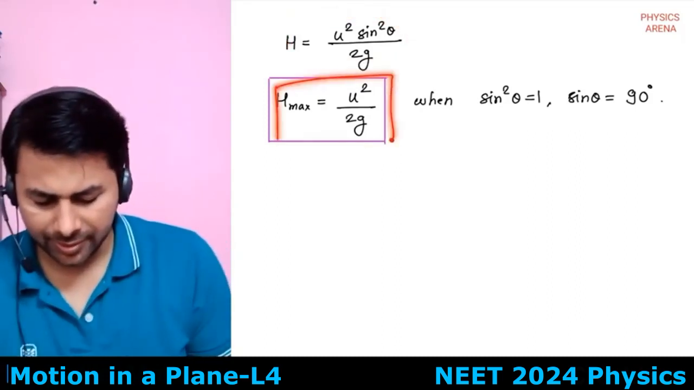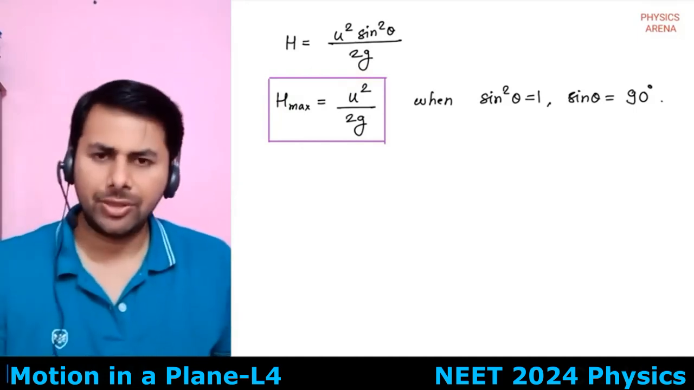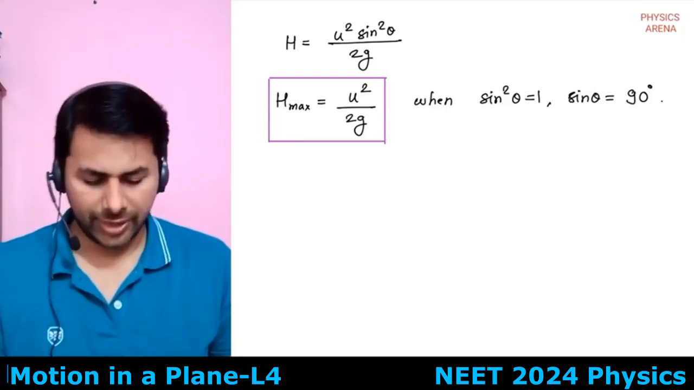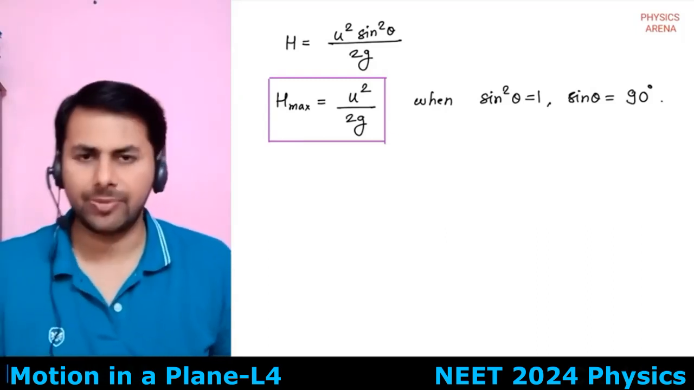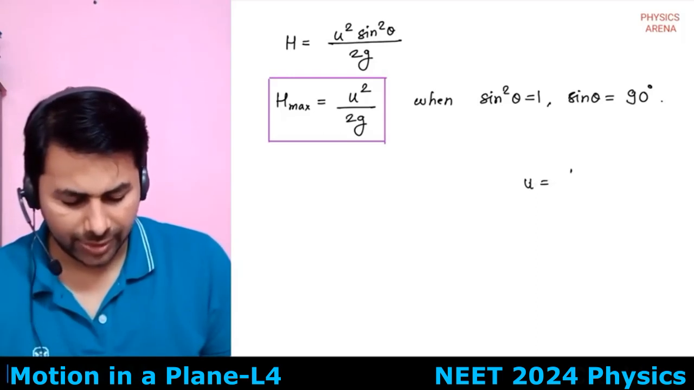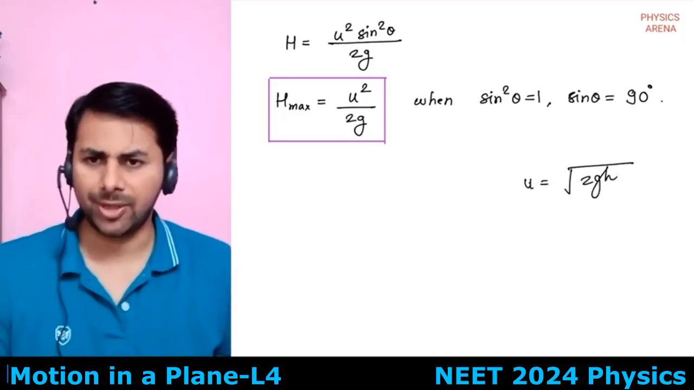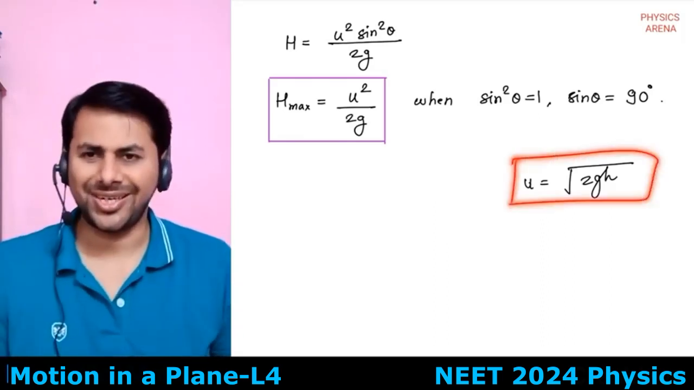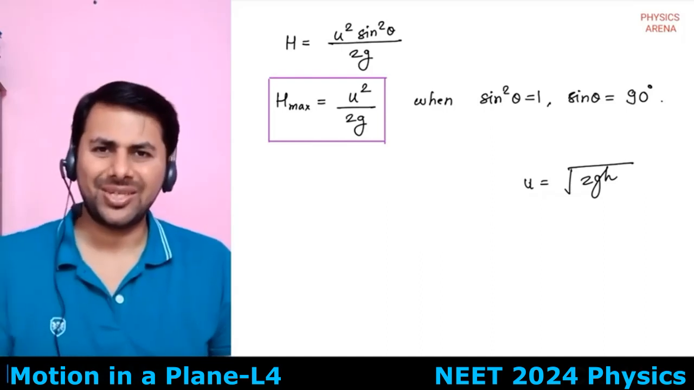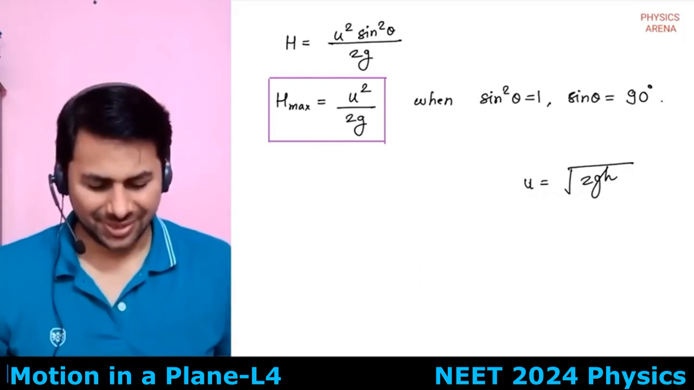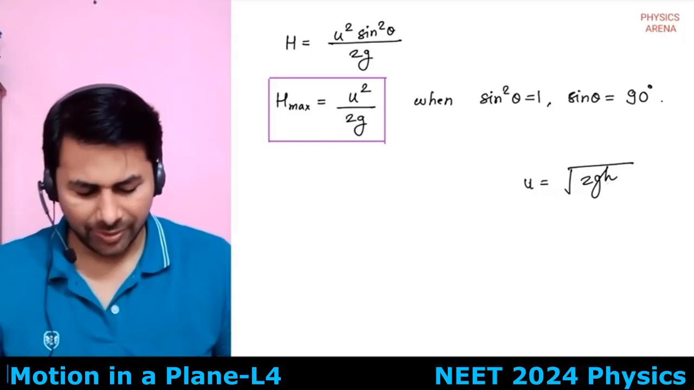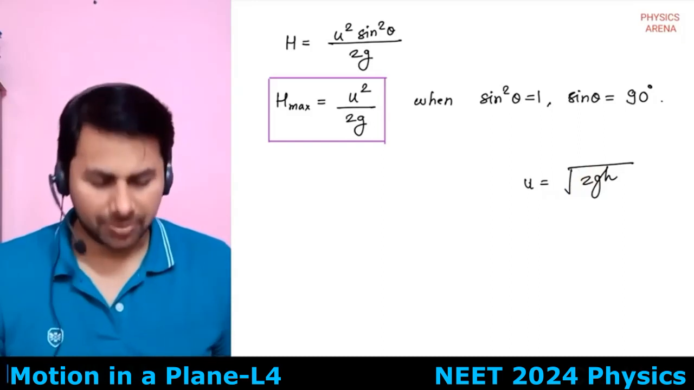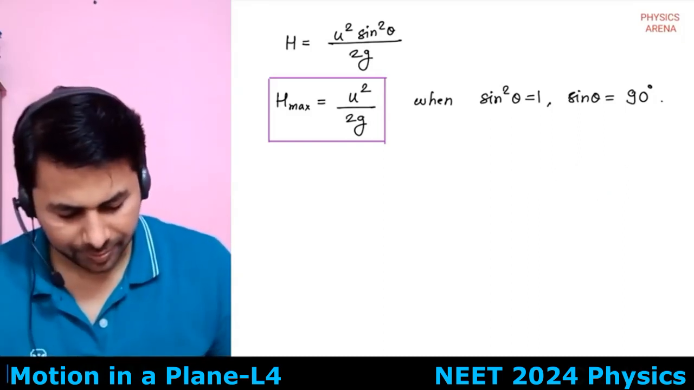Actually, we had seen this. When you throw something vertically up and it reaches height h, we had seen the speed: u will be equal to the square root of 2gh. We have seen this formula in motion in a straight line. When you throw something just vertically upwards, it is motion in a straight line. So h will be equal to what? Just square this and take 2g to the other side. h is equal to u square upon 2g. This is the same formula.